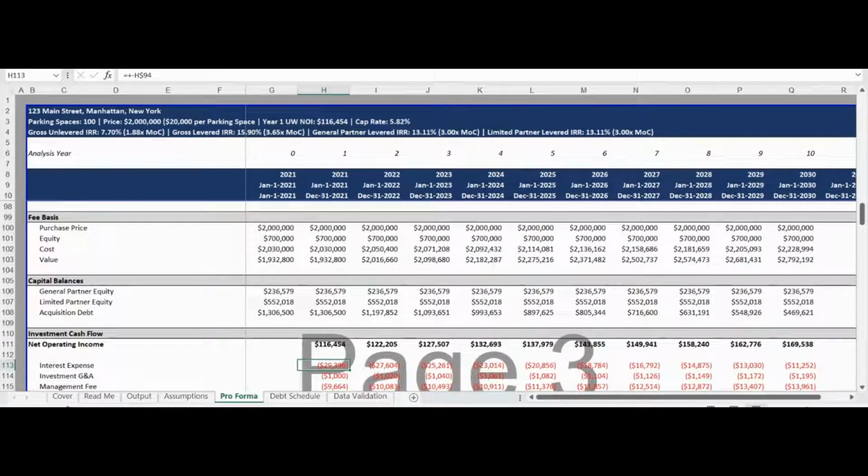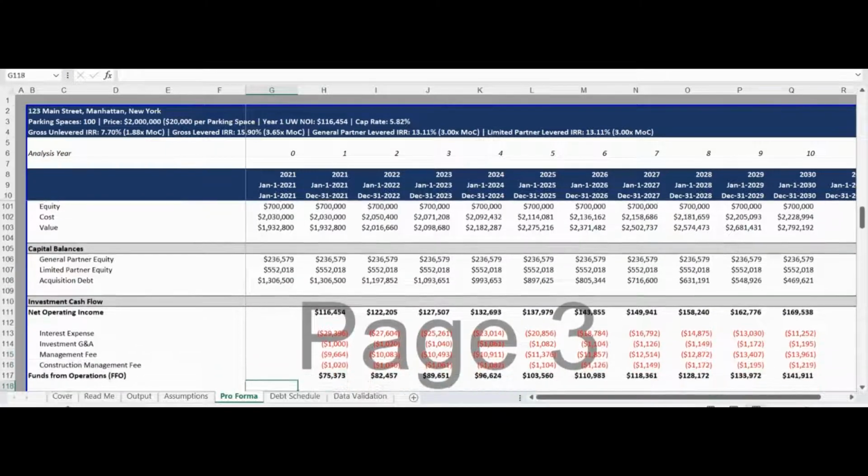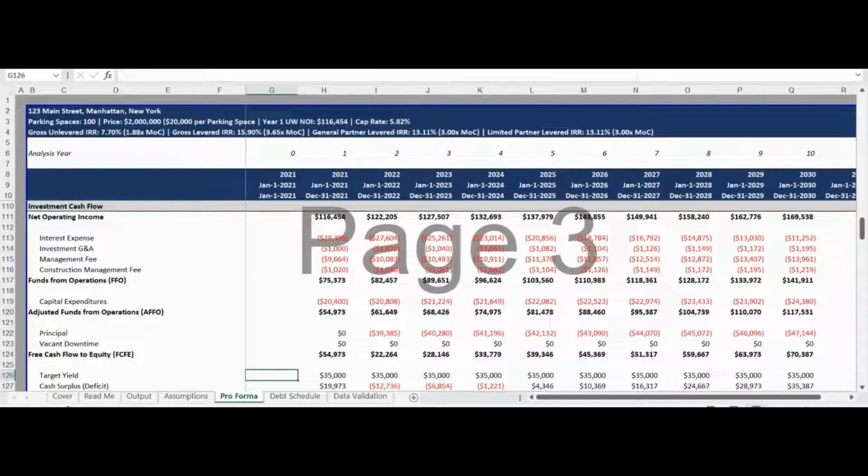The next section calculates the annual fee basis for investment management fees. Please note the model is pre-built to calculate investment management fees on an equity, cost, and value basis. The following section tracks capital balances, including the general partner and limited partner equity as well as debt, on an annual basis. A summary pro forma investment cash flow is then presented, beginning with net operating income. Interest expense and fee expenses are deducted from net operating income to generate the funds from operations.